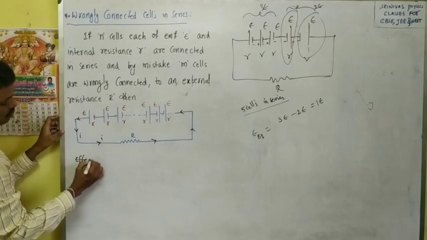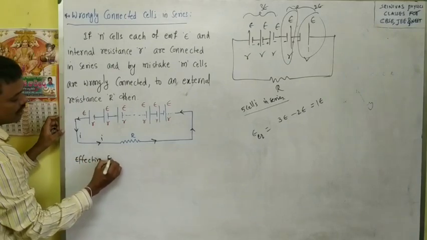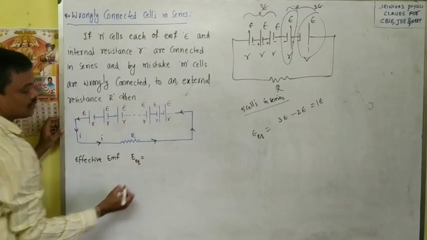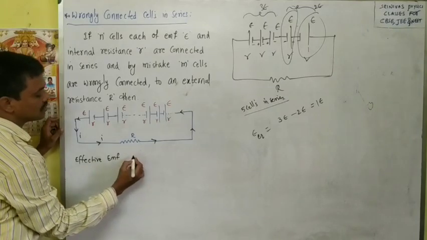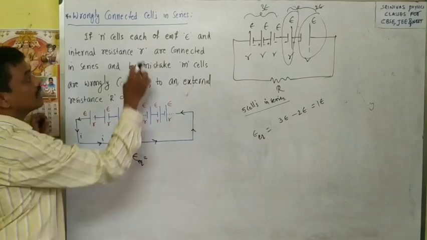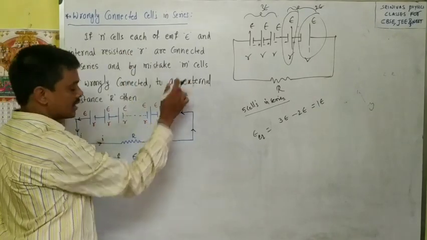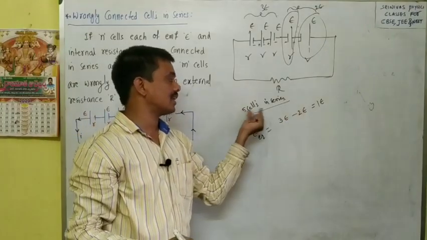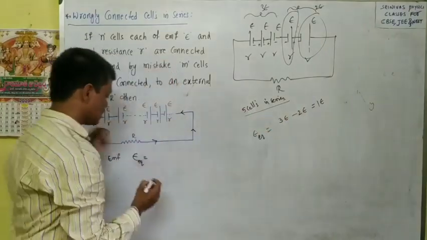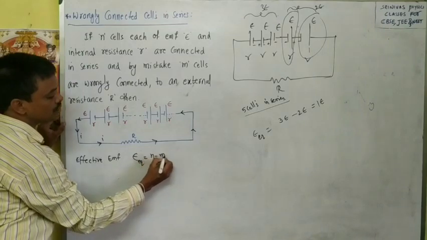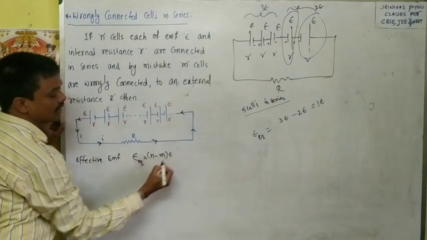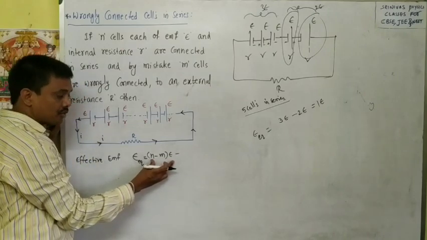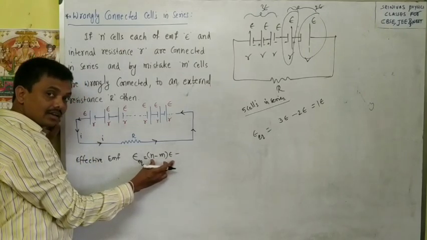Tell me how many are rightly connected? Effective EMF is E equivalent. Out of n cells, m cells are wrongly connected. That means out of 5 cells, 2 cells are wrongly connected, so rightly connected cells are 3. So (n minus m) into epsilon E is the effective EMF of the rightly connected cells.